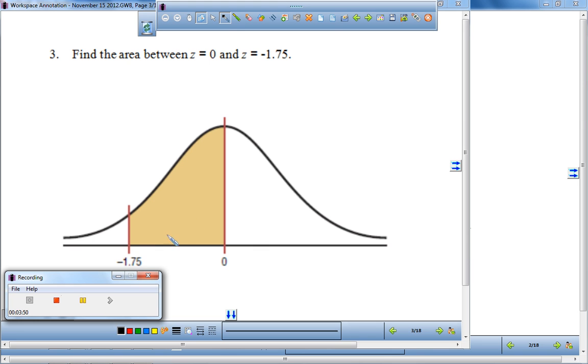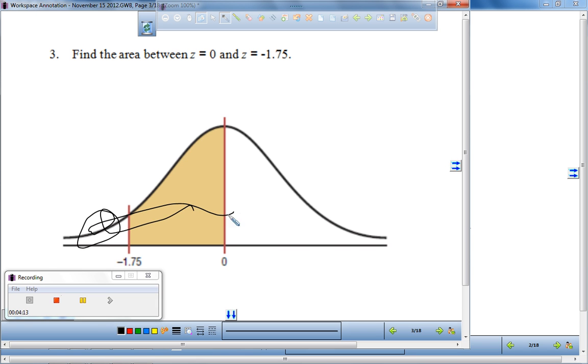Alright, now for this one, we're looking from 0 to a z of negative 1.75. So we're actually looking from here to here for that area. Now, the process is going to be the same, but let's talk about what's given. When we look up the number in the z-table, what it's going to give us is the value up to the negative 1.75. So it's going to give us this.